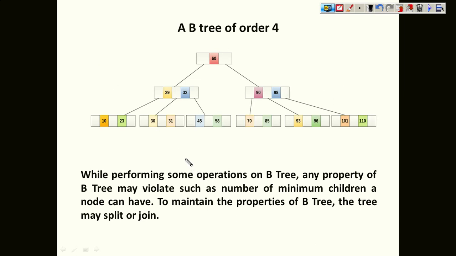So when we perform some operations on the B tree, we may observe that some of the properties that we have just discussed may be violated. In that case, these nodes may split into two or may join and become one, in order to maintain all the properties of the B tree that we have discussed. So let us take some examples to get a feel for how this joining and splitting is actually done in the B tree.